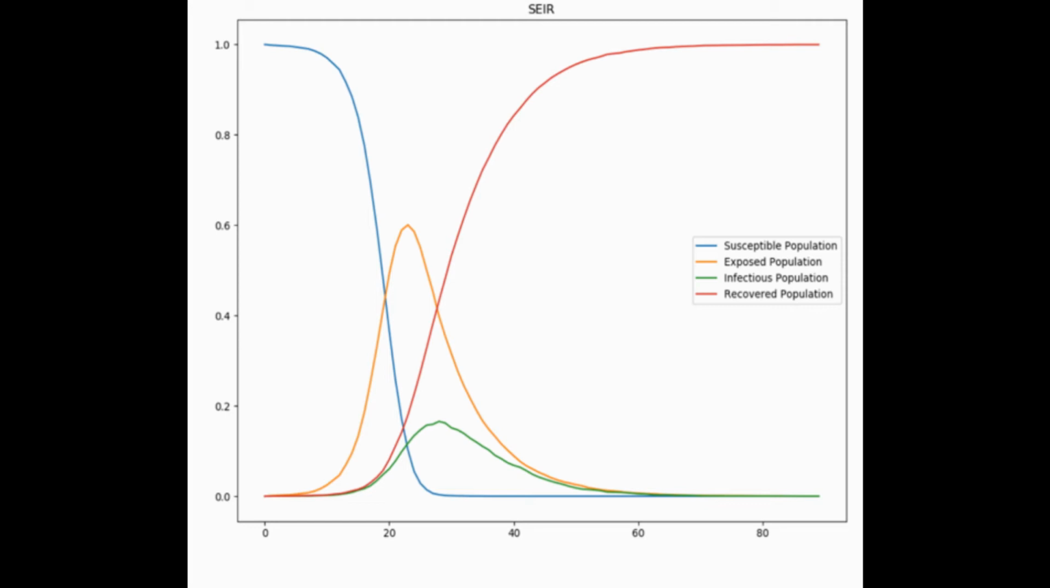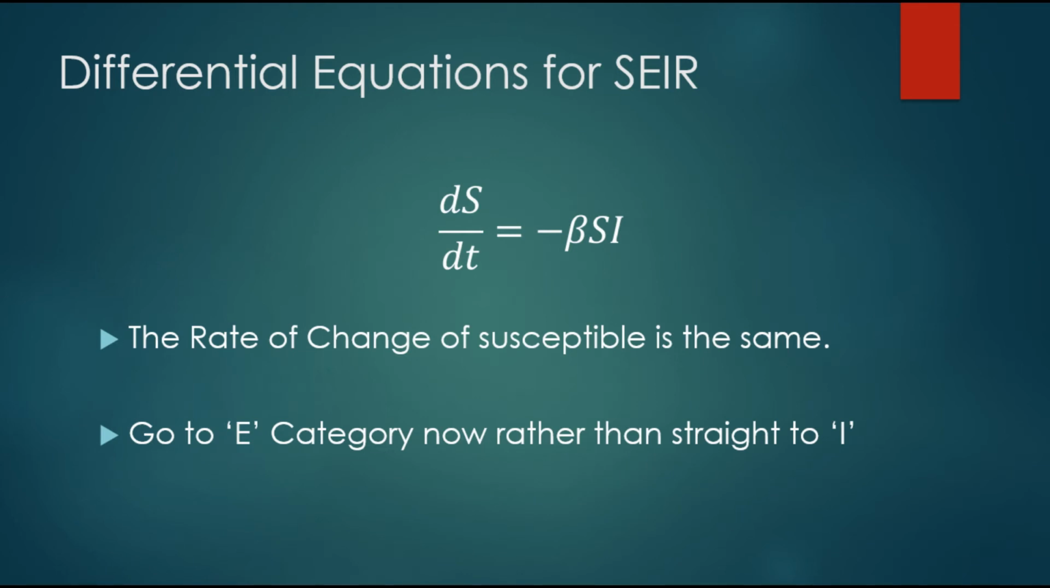And now we can create new equations from this. So dS by dt equals minus beta S I. Before, it was the rate of change of susceptible to infected. Now it's the rate of change of susceptible going into the exposed category. So it's the same equation, minus beta S I, where beta is the probability and the chance of becoming infected.